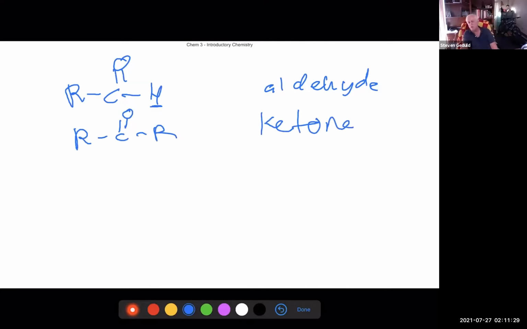Okay, ketones are used in measuring urine. If your body's filling ketones, you're diabetic. That's what you're measuring for when you're testing a urine sample.